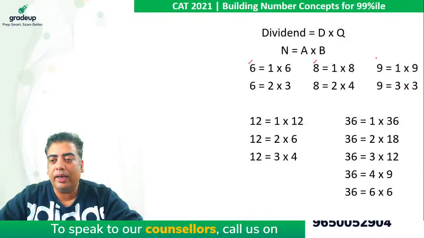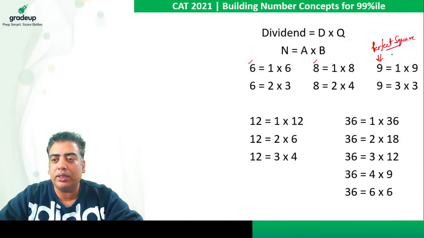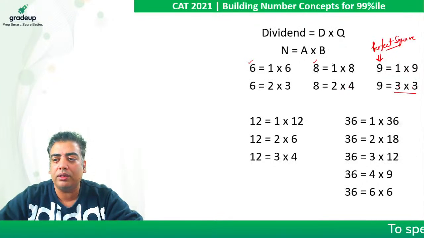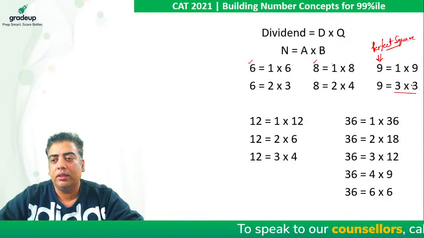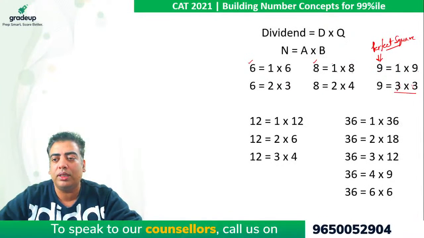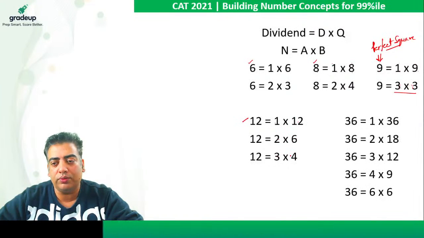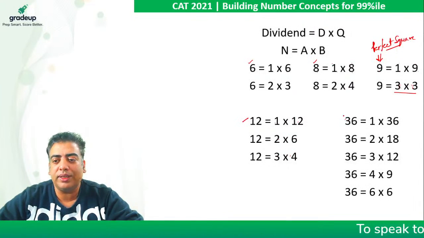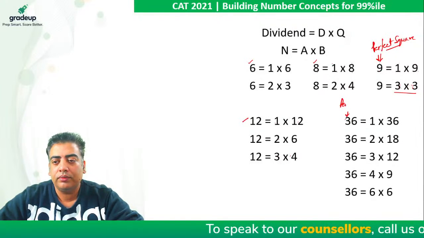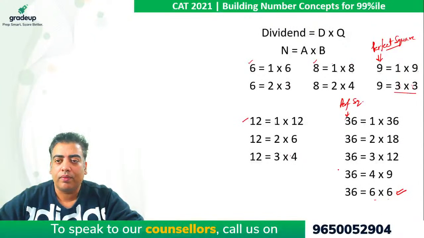Please always keep in mind, if there is any number which is a perfect square, in that case we will always come across a case wherein both the values are same. So 9 will be having three factors, 1, 3 and 9, so do not count this value twice. In case of 12, it can be either 1 into 12 or 2 into 6 or 3 into 4. In case of 36, which is again a perfect square, we will find a case wherein both the values are same.